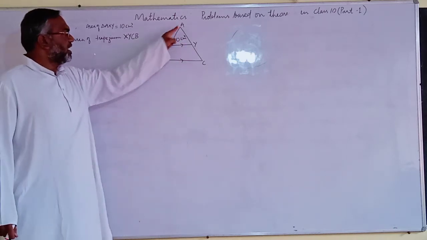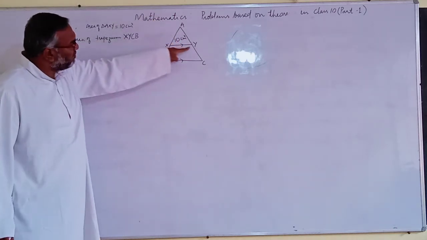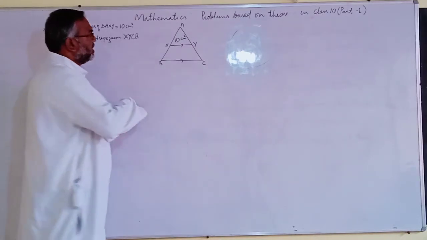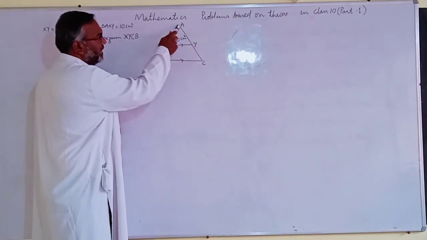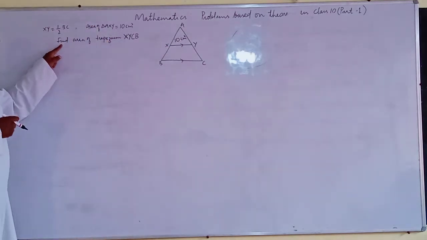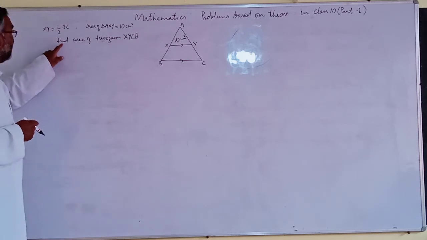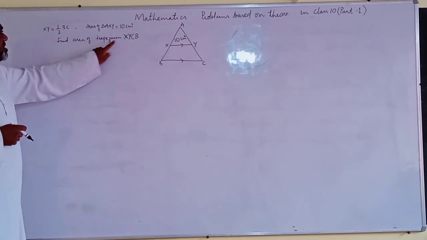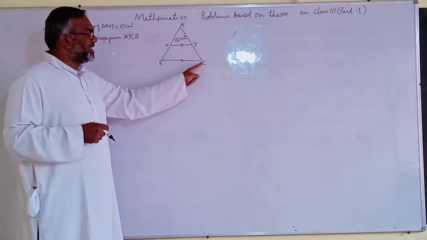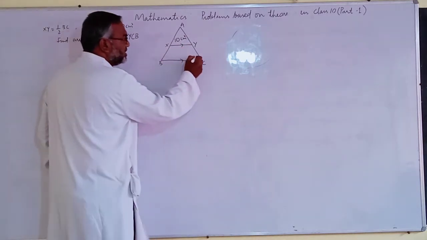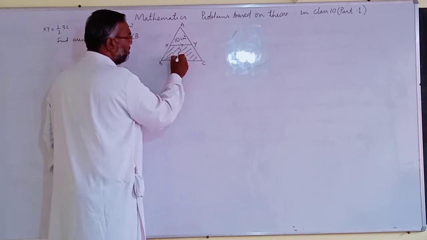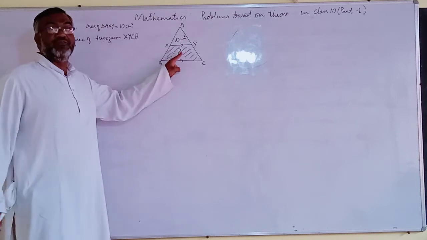The area of this small triangle AXY is 10 square centimeter. And they are asking us to find the area of trapezium XYCB. If you observe carefully, there is a trapezium XYCB. This area we have to find.